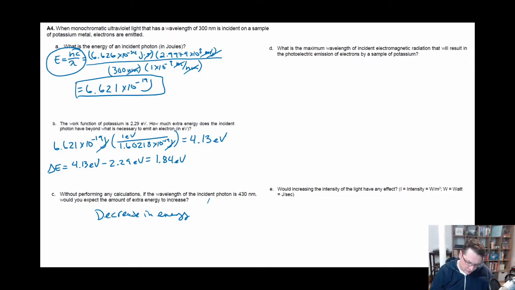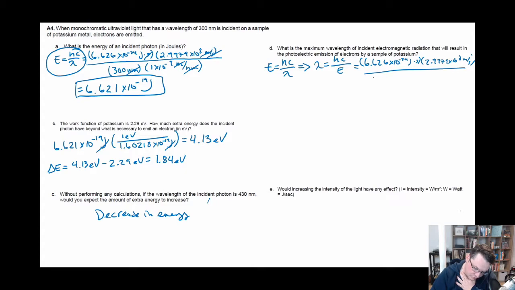Now, if we look at the equation that we have, E is equal to hc over lambda. We can rearrange this so that lambda is equal to hc over E in this case. So we can plug in everything that we have: 6.626 times 10 to the negative 34 joule seconds, times 2.9979 times 10 to the 8th meters per second, over, right now we're in electron volts, so that's 2.29 electron volts.